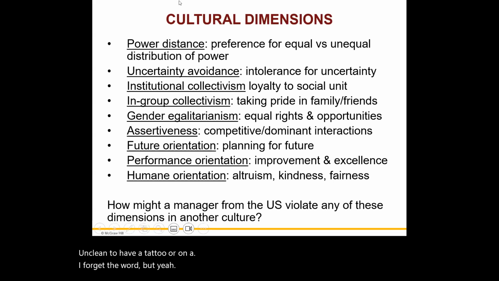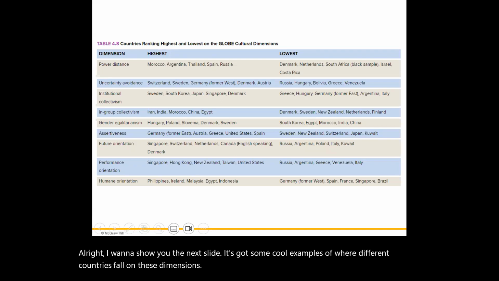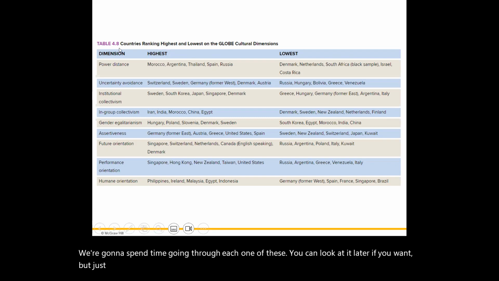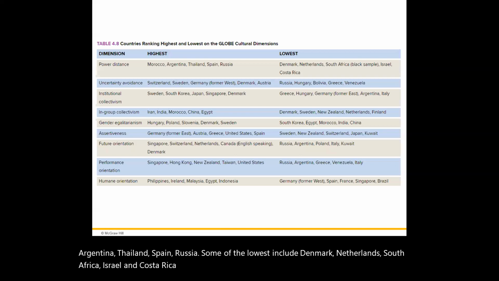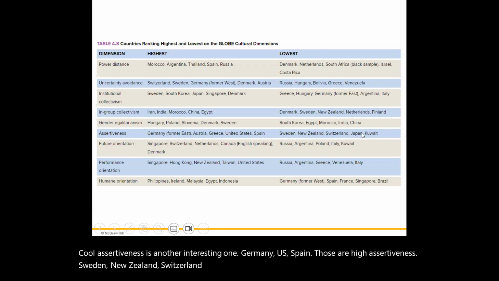All right, I want to show you the next slide because it's got some cool examples of where different countries fall on these dimensions. We're not going to spend time going through each one of these. You can look at it later if you want. But just for example, with power distance, some of the highest countries here: Morocco, Argentina, Thailand, Spain, Russia. Some of the lowest include Denmark, Netherlands, South Africa, Israel, and Costa Rica. Cool. Assertiveness is another interesting one. Germany, US, Spain, those are high assertiveness. Sweden, New Zealand, Switzerland, Japan, Kuwait, those are low assertiveness.